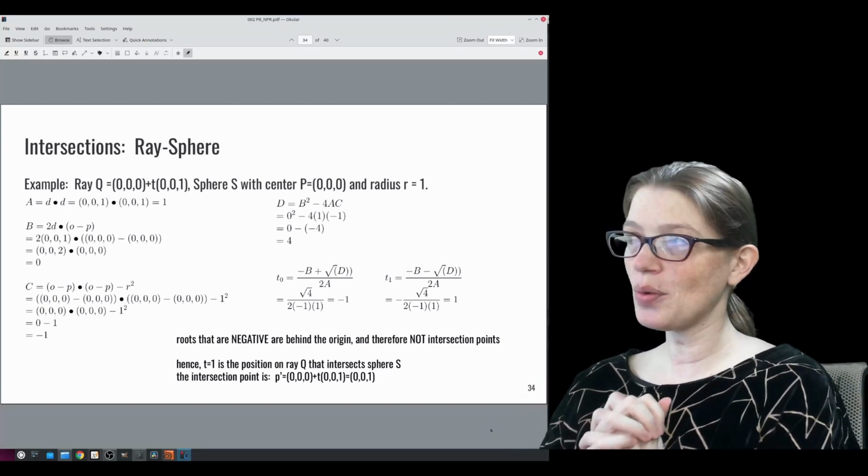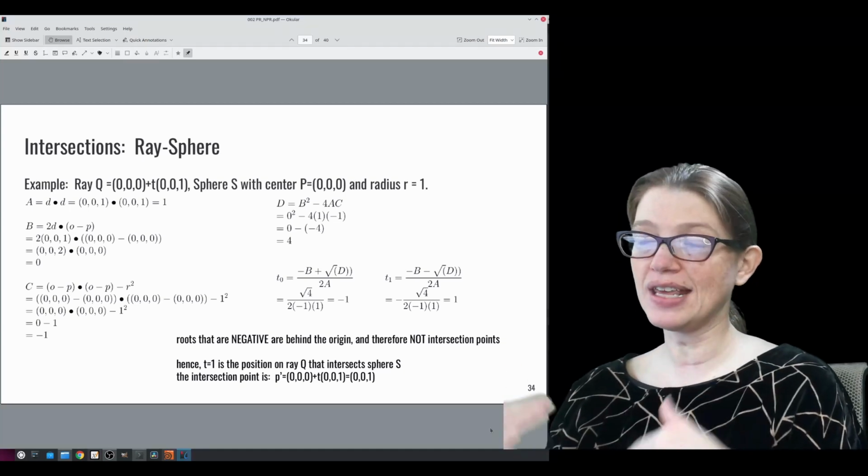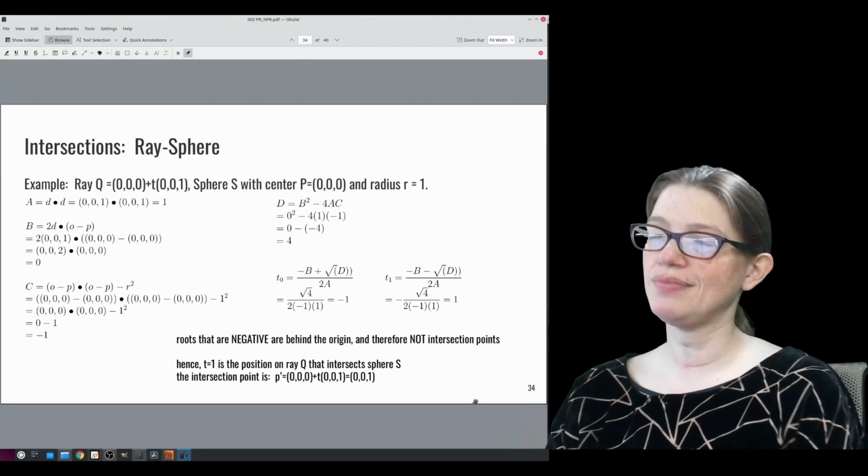And on your assignment 1, we're only going to have ray-sphere intersections. I decided to keep it very simple. We're not going to do ray-triangles or ray-quadrilaterals. It's just ray-spheres.